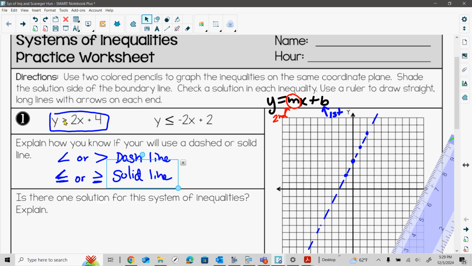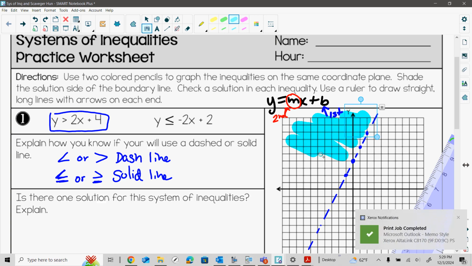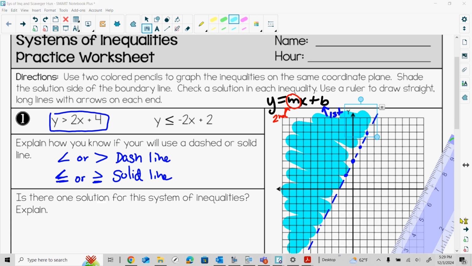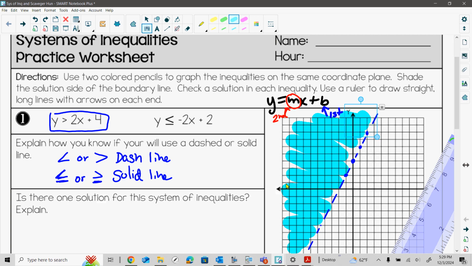That symbol is greater than, so that means we're shading above the line. So I'm going to take my blue highlighter, and we are shading here above, which would be to the left here. And then I'm going to make my second line here. I'm going to make that red, sorry.